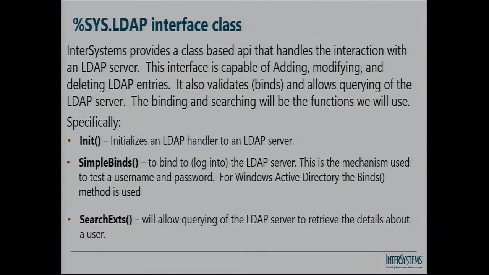Now, one thing to note is if you are using Active Directory, some of the individual properties are a little different because the authentication models and the way you talk to Active Directory is slightly different. Well documented, it's not a problem. You just have to pass in different properties. So for that, you use the binds method, not the simple binds method.